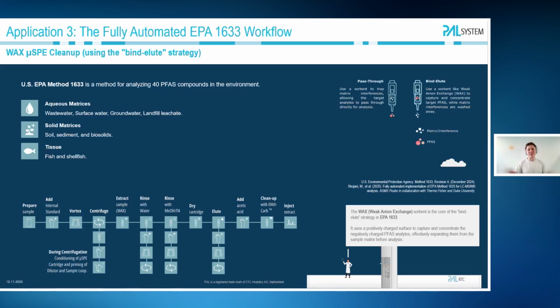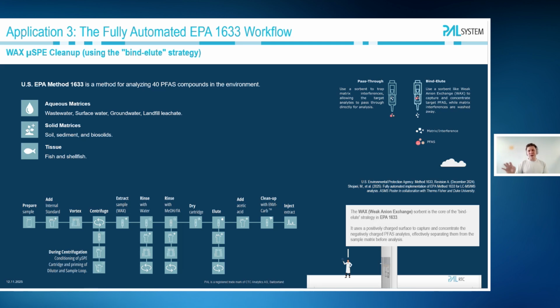Building on that, and now we're getting really complex, we have the fully automated EPA 1633 workflow. This is the US EPA's method for analyzing 40 different PFAS again, in wastewater, soil, tissue, like fish or shellfish. This workflow nicely demonstrates the bind and dilute strategy we saw earlier. Here again, it's the WAX cartridge, so the weak anion exchange cartridge or sorbent. It captures and concentrates the PFAS, effectively separating them from the sample matrix before analysis.